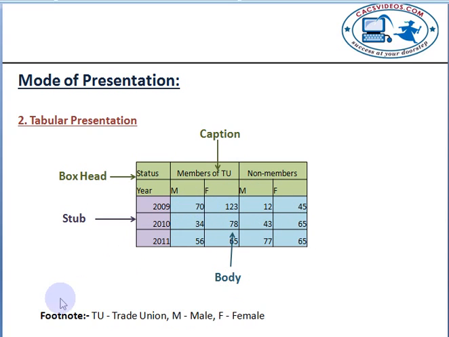This is called body. And finally we have footnotes. Here we have used a few terms like TU stands for trade union, M is for male, F is for female. So this is the footnote.